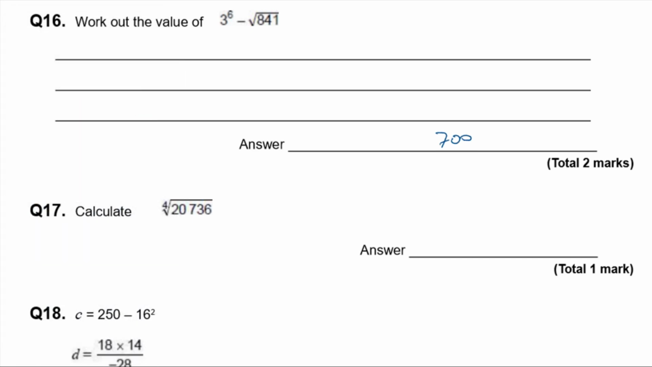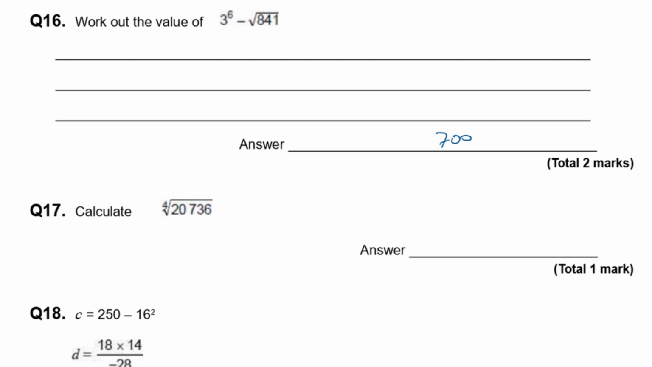And then question 17, calculate the fourth root of 20,736. Now you can find the fourth root by using the shift key. It's the one above the power button. Now I normally put the power in first, so I type the power 4 and then I press shift and then that key. You'll see that it puts the 4 in the right place to start with.